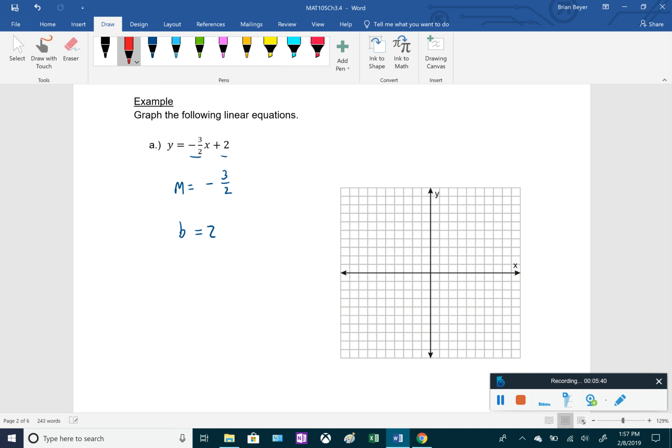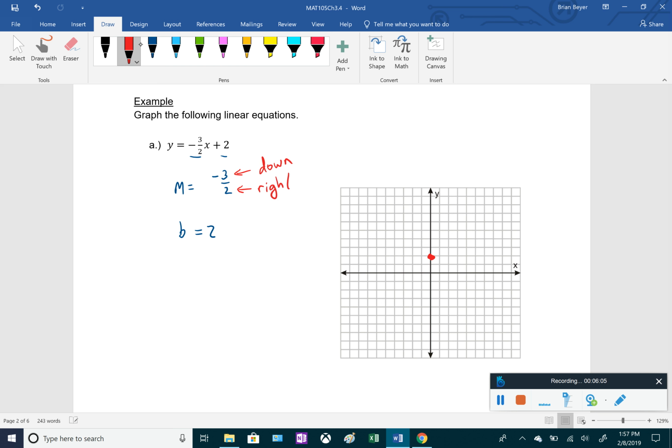So we're going to plot that. Y-intercept of 2. The slope is negative 3/2. So I'm going to erase that and put the negative with the numerator. That means we go down. The numerator tells us if we're going up or down because it's the y coordinates. The denominator tells us if we're going right or left.